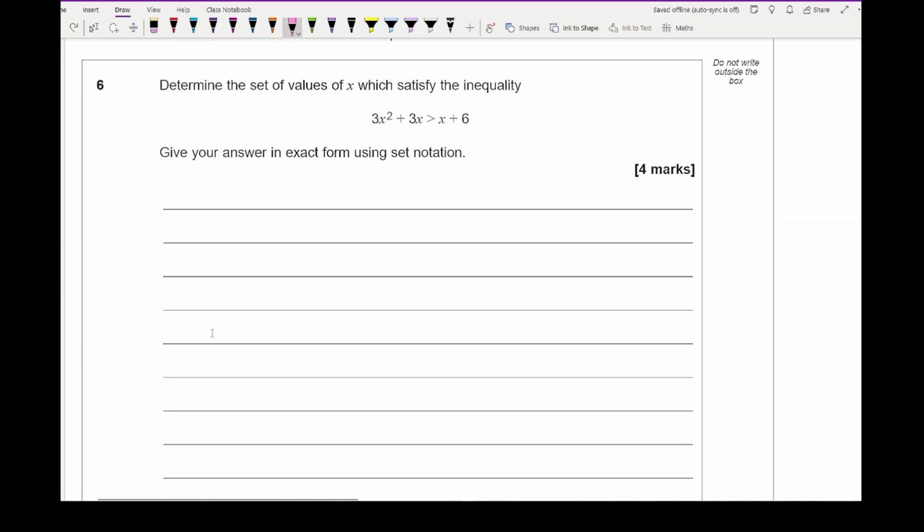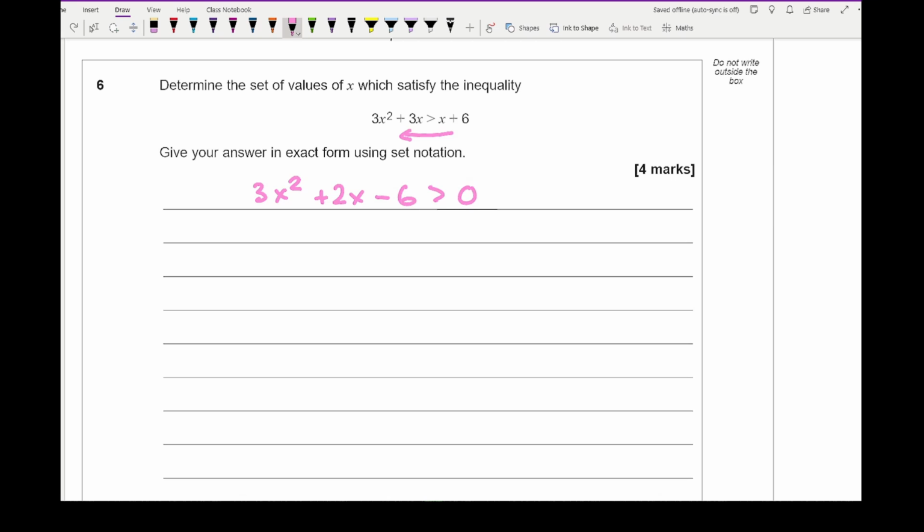Moving on to question 6, it says determine the set of values of x which satisfy the inequality 3x squared plus 3x is greater than x plus 6. Give your answer in exact form using set notation. So for this, what we want to do is make the inequality equal to 0. I'm going to try and keep the x squared positive, although it's not essential. So I've got 3x squared plus 2x minus 6 is greater than 0.